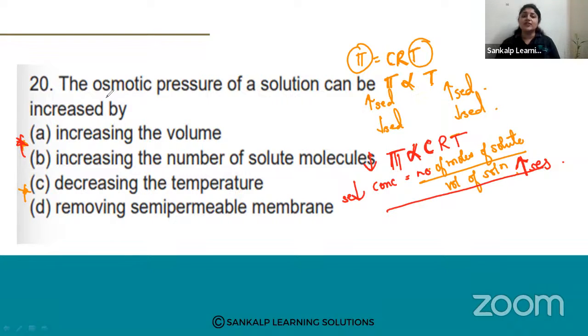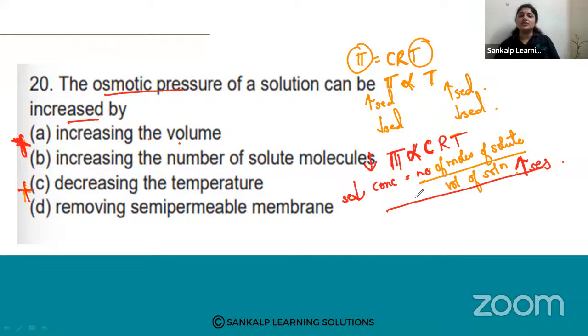So what they have said, if osmotic pressure increases, there will be increase in volume. No, it is inversely proportional. So this is also wrong. Okay, so the second option A is also wrong, C option is also wrong. Now we'll see B option.